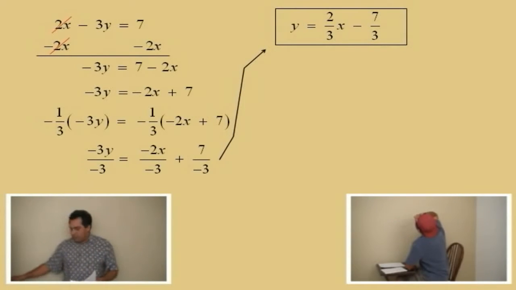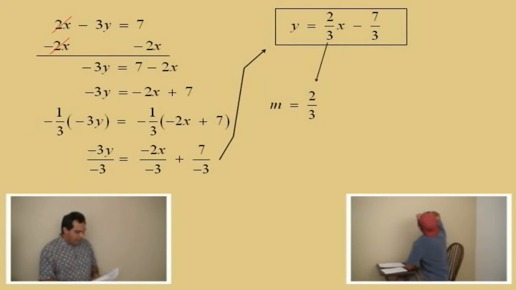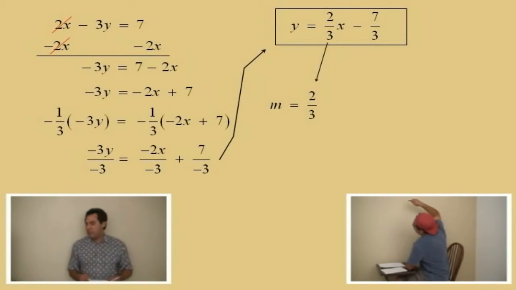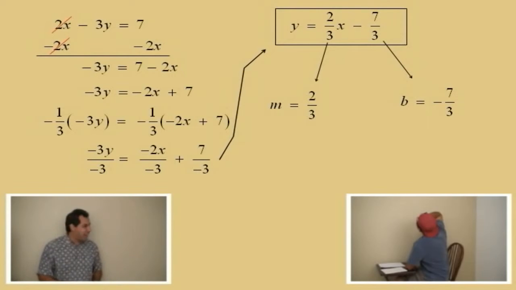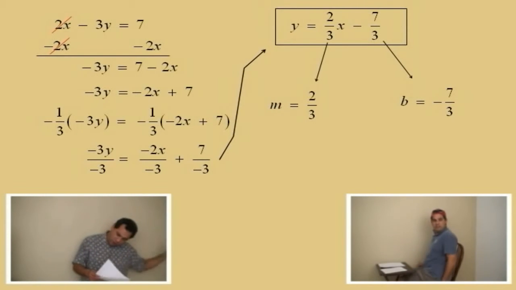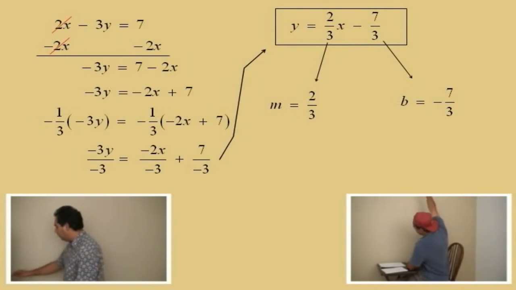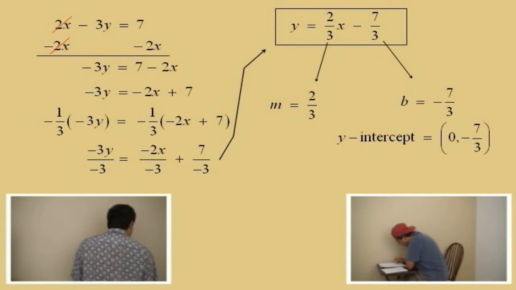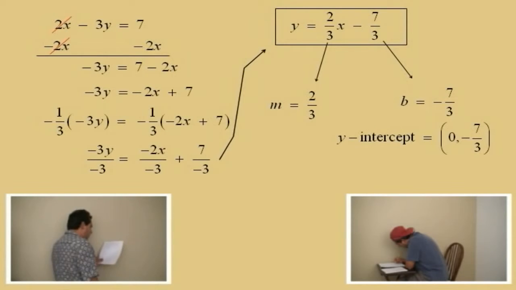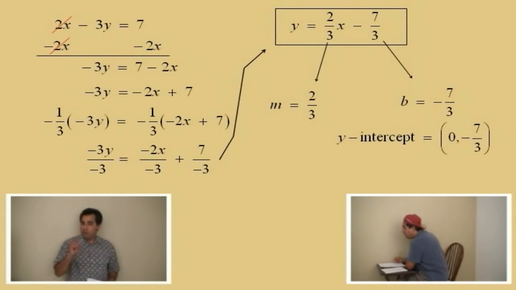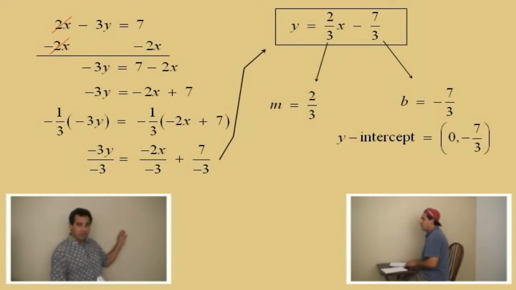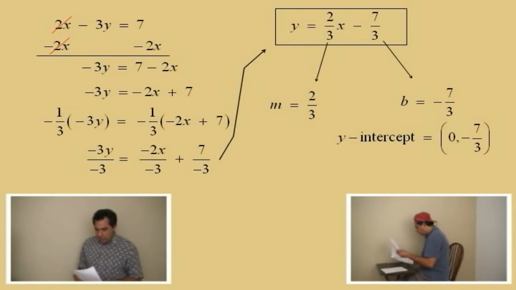Tell me the slope, Charlie. 2/3. Okay, there you go. It's 2/3. And what's the b value? -7/3. Very nice, Charlie. Okay, so what are the coordinates of the y-intercept, Charlie? 0, -7/3. Very good. Remember the y-intercept has the x coordinate equal to 0. Okay, so there we go.